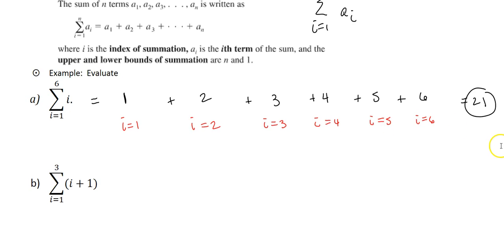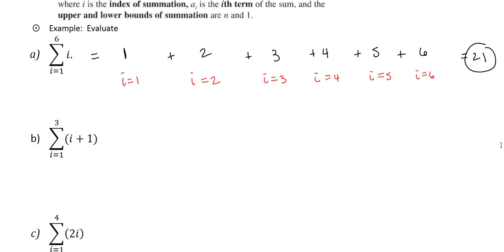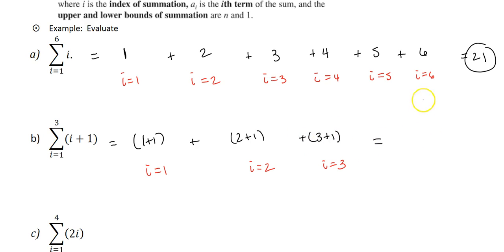Now for this one, I've got the sum from 1 to 3. So we've got i equals 1, i equals 2, and i equals 3. But in this case, the formula for each term is i plus 1, so this will be 1 plus 1. This will be 2 plus 1, and this will be 3 plus 1. So this is 2 plus 3 plus 4, which is 9.